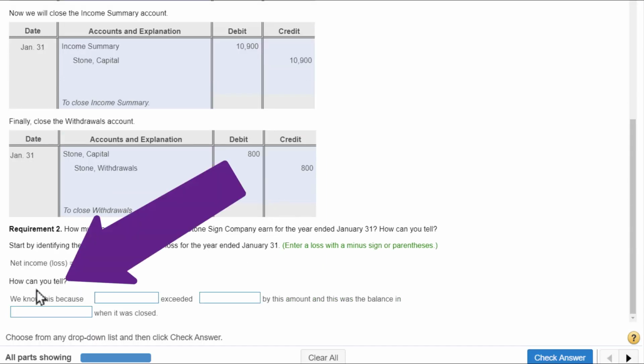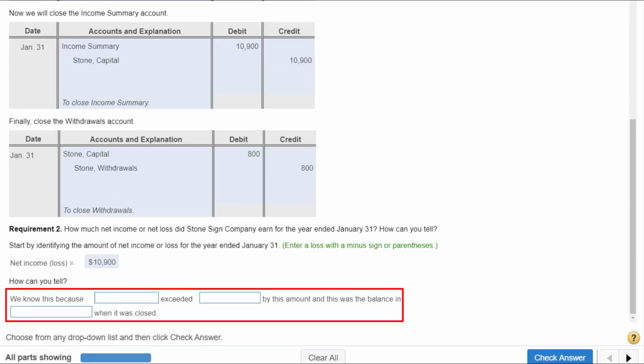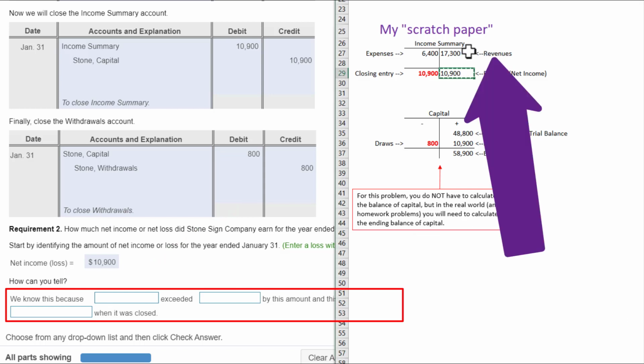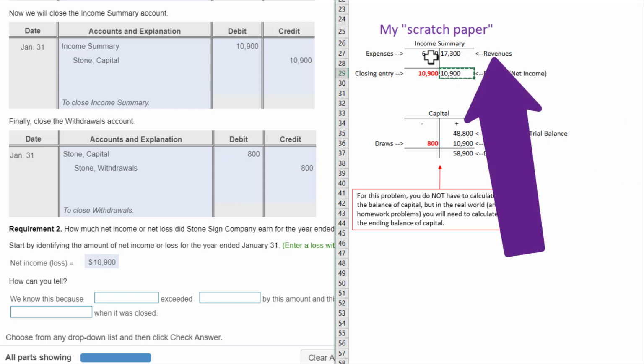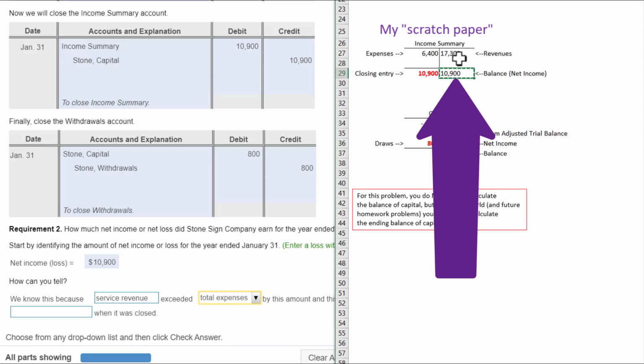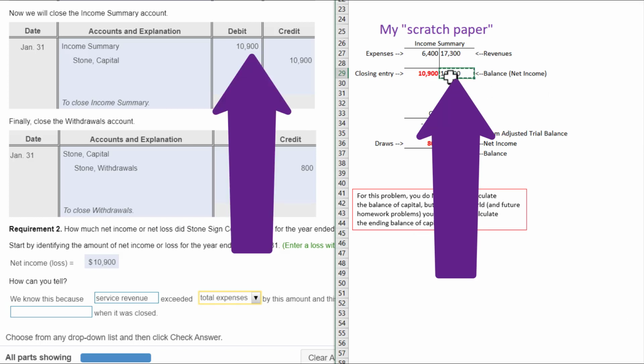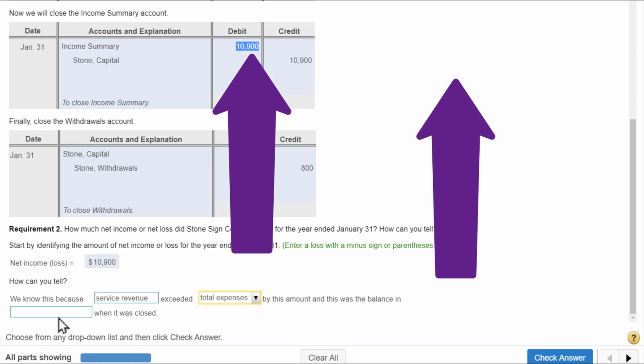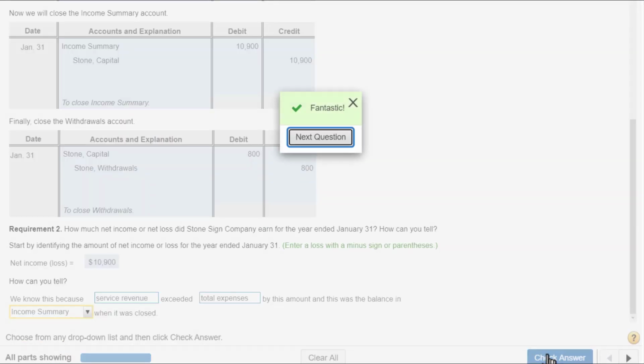And then it says, how can you tell? We know this because revenues exceeded expenses. So service revenue exceeded total expenses by this amount, and this was the balance in the income summary account. So it was the balance in the income summary account, which we have right up here. And that's it.